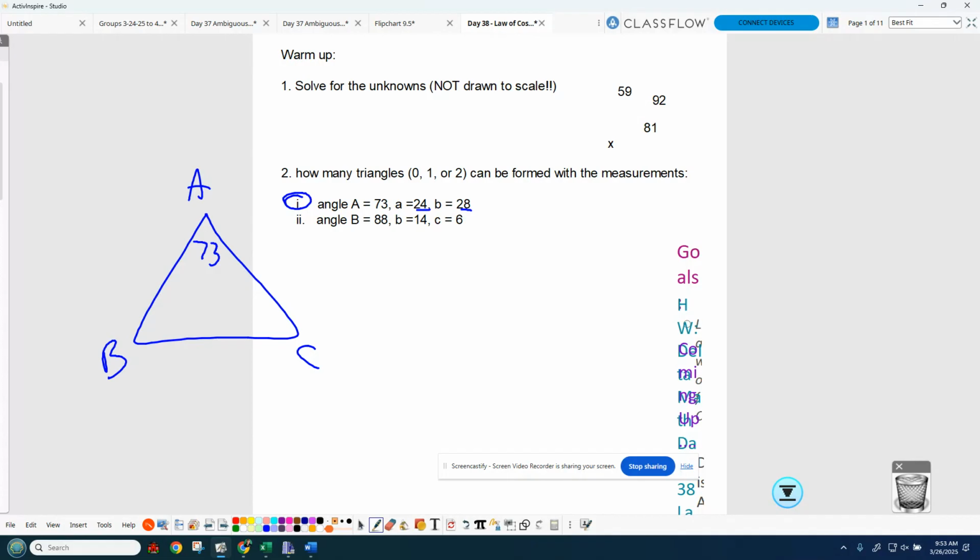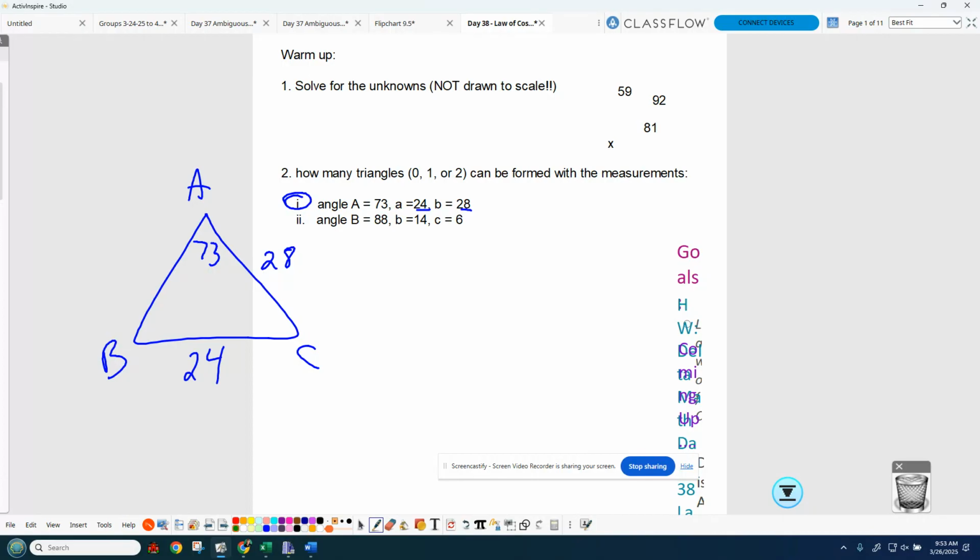Across from capital A is lowercase a, across from capital B is lowercase b. It's really important that you understand that convention. If you have the wrong thing across from the wrong stuff, you're going to get everything wrong. Does it matter where you put the A, B, C? No, you can call any corner A, B, and C, but once you give them names, then you have to put the number with the letter.